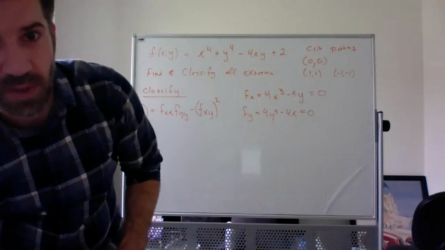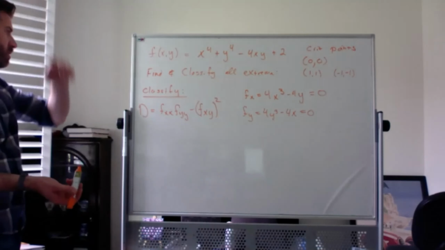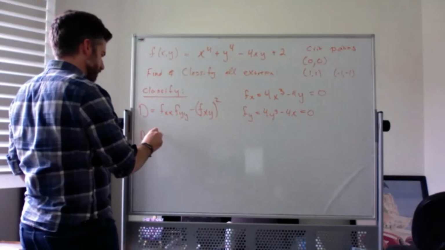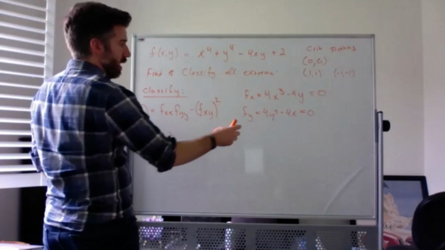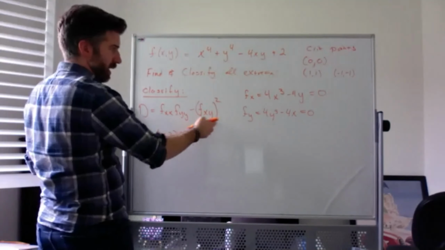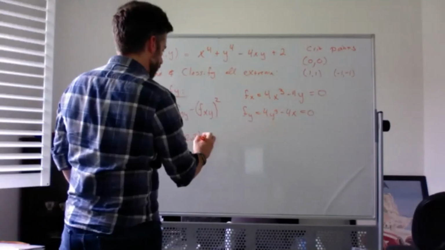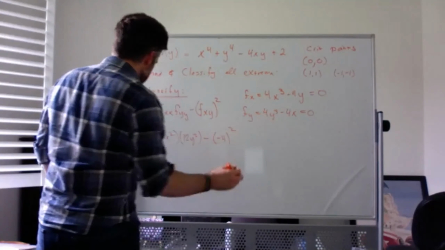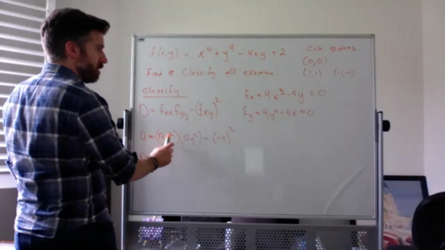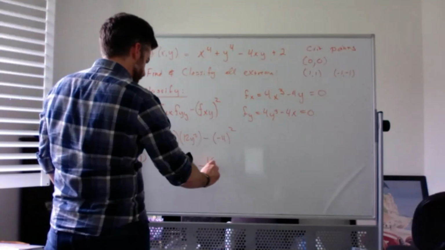Let me move this out of the way here, one sec. Okay. And so, let me see here. So fxx is going to be 12x squared. I feel like we might have done this one before, or at least one very similar. Fyy is going to be 12y squared. And fxy is going to be negative 4. And fyx is going to be negative 4. You can even simplify this before we evaluate it. This is going to be 144 x squared y squared minus 16.